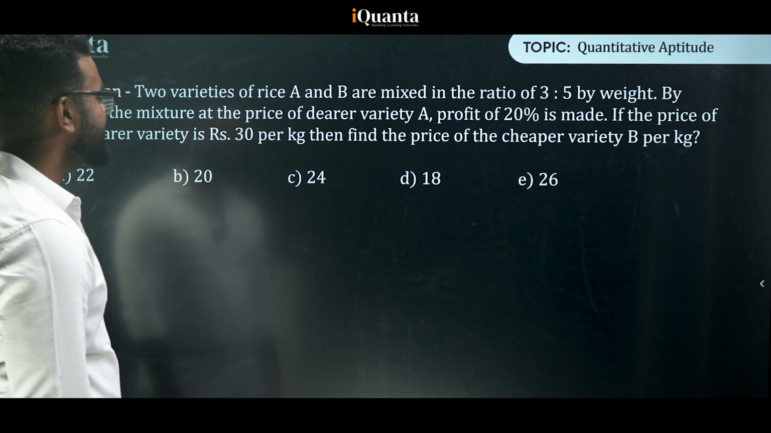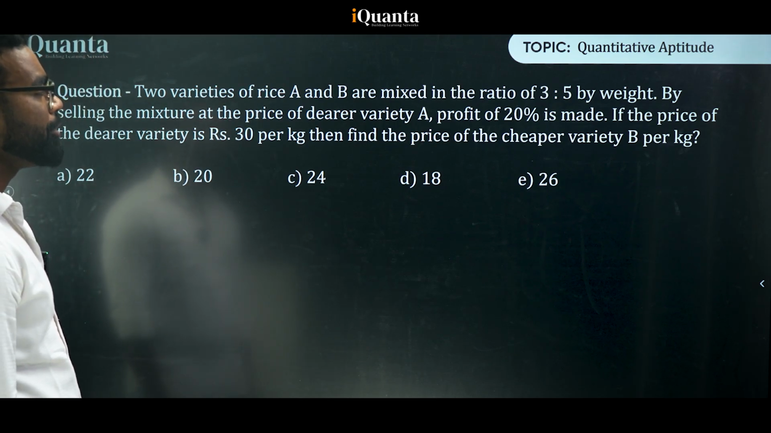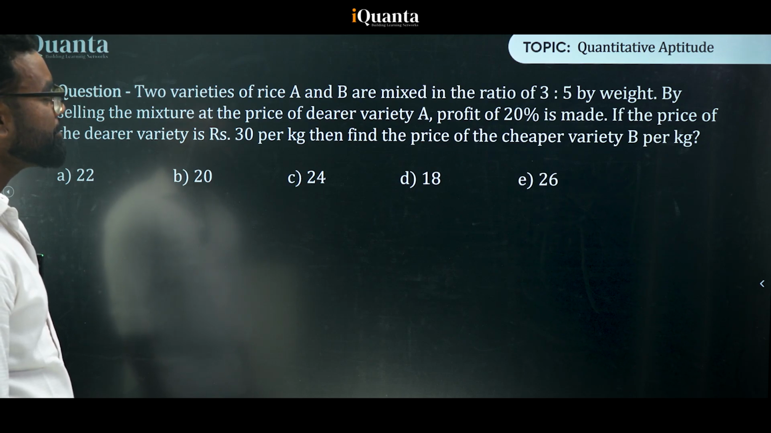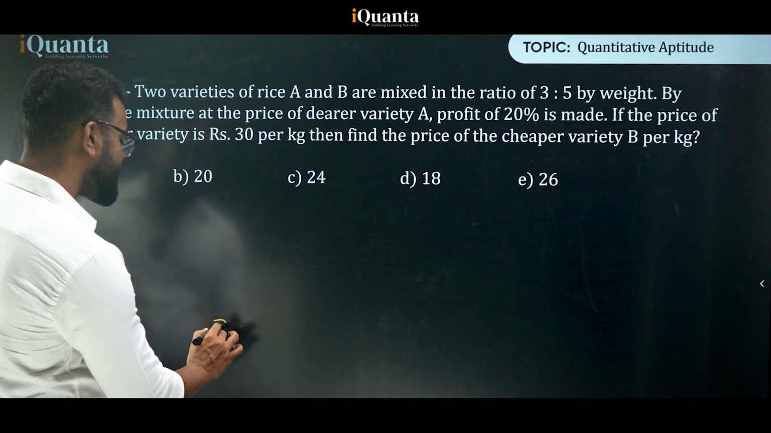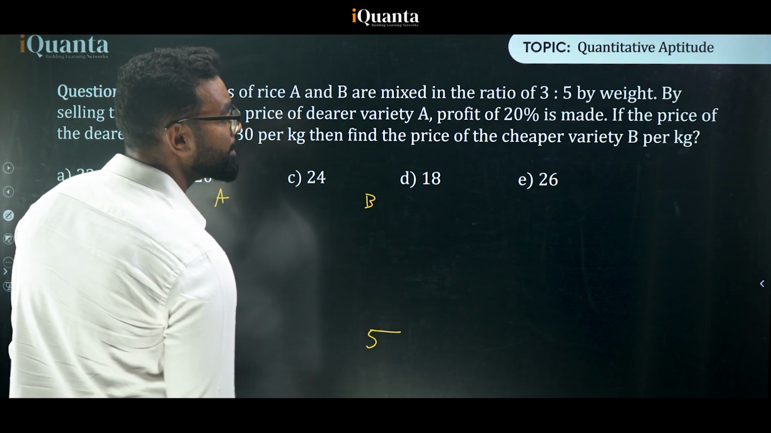Now the next question is, let's say two varieties of rice A and B are mixed in the ratio of 3:5 by weight. By selling the mixture at the price of the dearer variety A, a profit of 20% is made. The price of the dearer variety is 30 per kg, then find the price of the cheaper variety. So the ratio of A and B is given. This is A, let's say this is B. So the ratio is given 3:5, right?